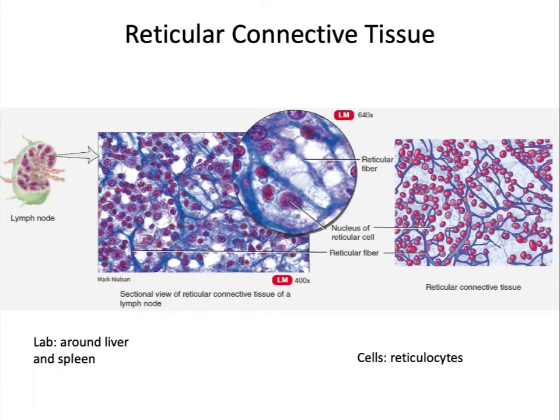Reticular connective tissue has a lot of reticular fibers in it. These form kind of a mesh bag around organs to help protect them and hold them together. You would find reticular connective tissue around the liver and the spleen. The cells in reticular connective tissue are reticulocytes.